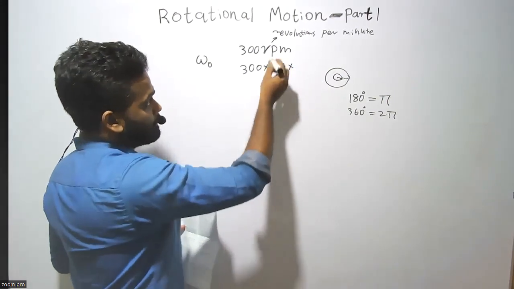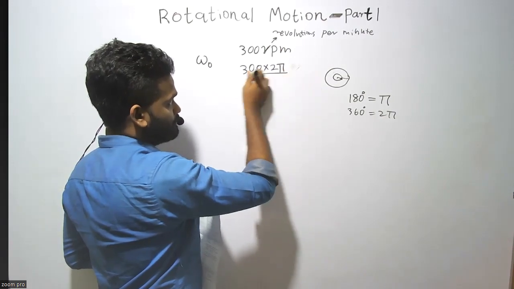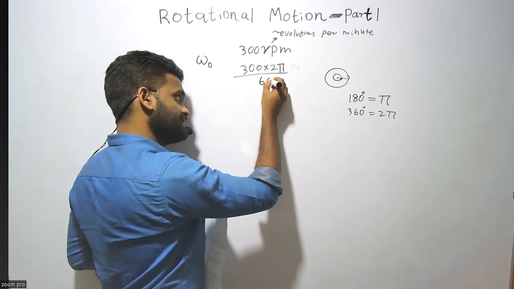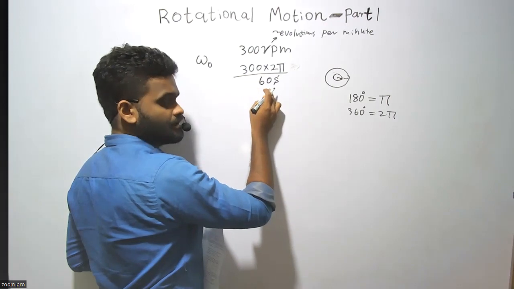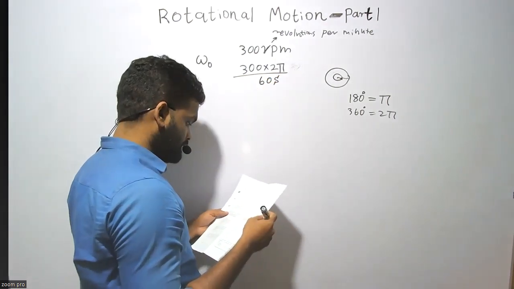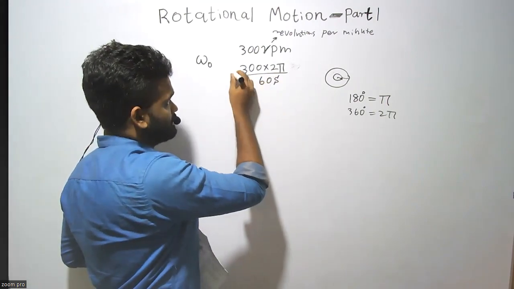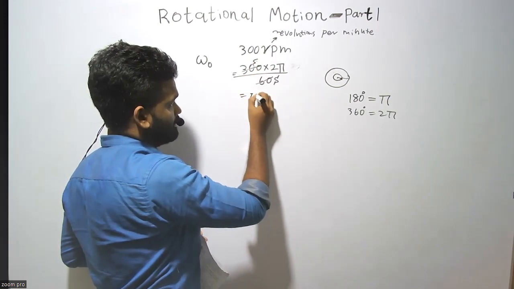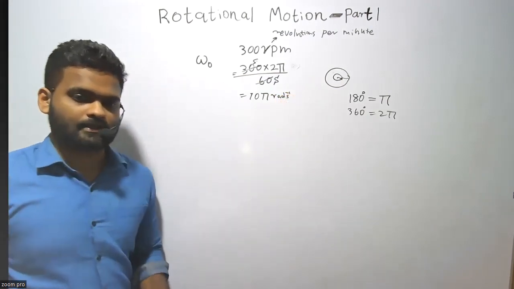Per minute means you have to divide. So 1 minute has 60 seconds. So this is 1 minute, 60 seconds. But you need to write that in seconds. Okay, then just simplify this. 5 times 2, that is 10 pi. Now it is fully converted into radians per second.